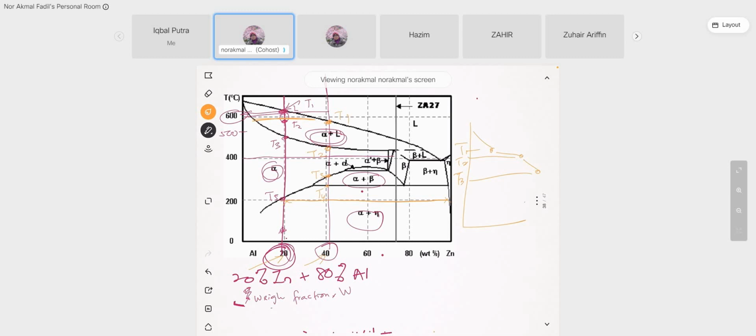For example, 20% and 40% zinc ni at 600 is only applicable for 20%, 600. But for alloy 40%, you cannot do the analysis on 600 degrees Celsius because the phase present is only liquid.